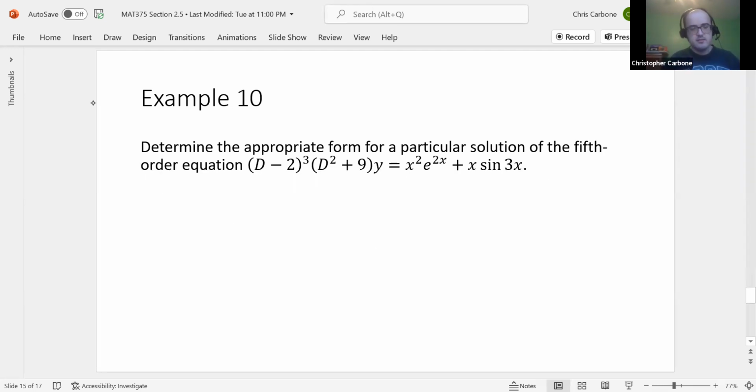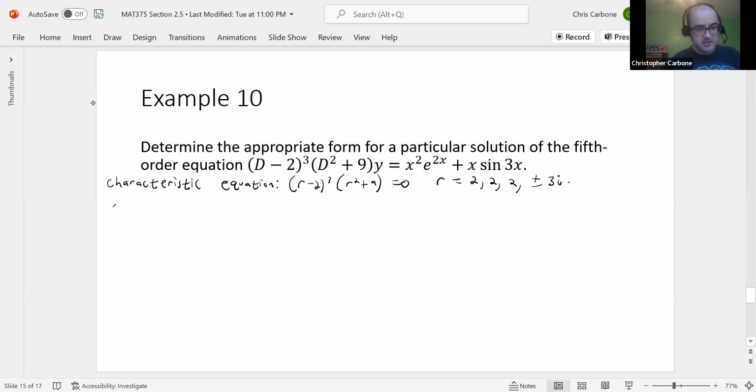For example 10, I want to determine the appropriate form for a particular solution of the 5th order equation (D minus 2) cubed times (D squared plus 9) times y is equal to x squared times e to the 2x plus x times the sine of 3x. So, characteristic equation would be (r minus 2) cubed times (r squared plus 9) is equal to 0. This will give us solutions of 2, 2, 2, so three 2's, and a positive and negative 3i as our 5 solutions.